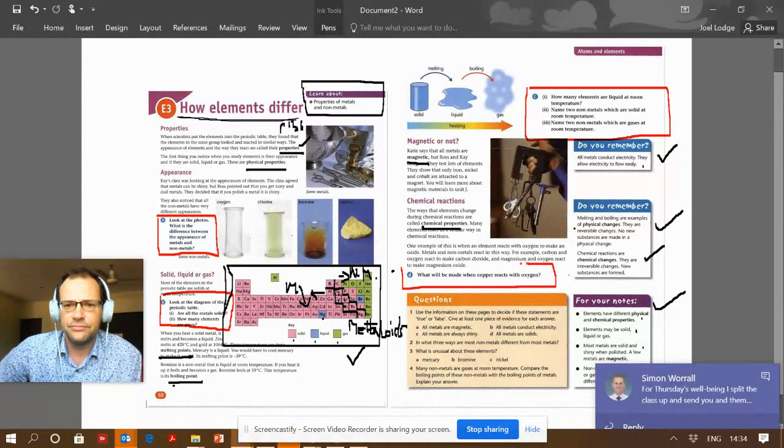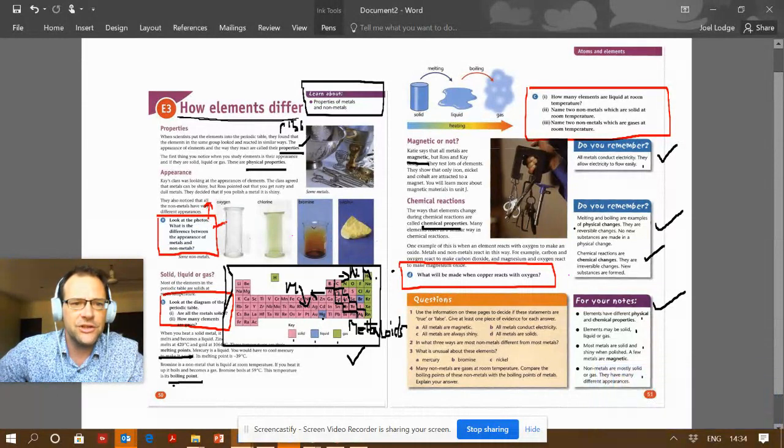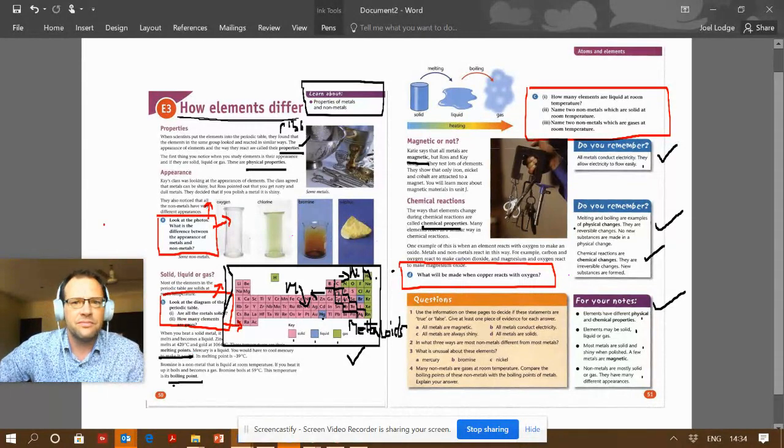Now this is using the text to try and answer questions. So all of these questions refer to information that you can see just above each one. So look at the diagram of the periodic table. Can you answer the question using that information? So I want you to write the question down and then write the answer underneath. And I'm going to ask you to share those answers with us during the lesson.